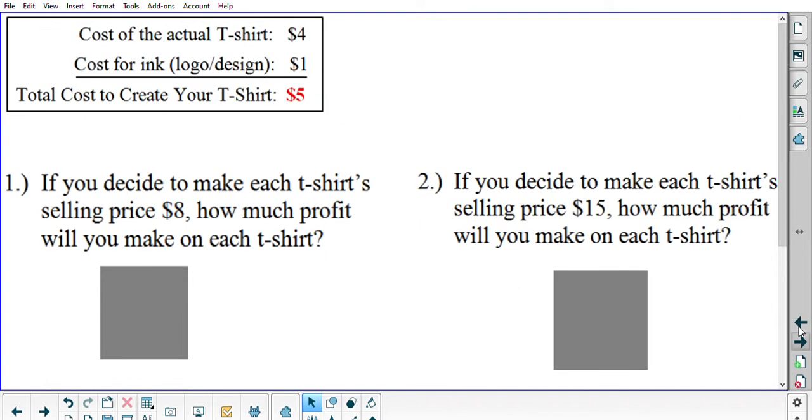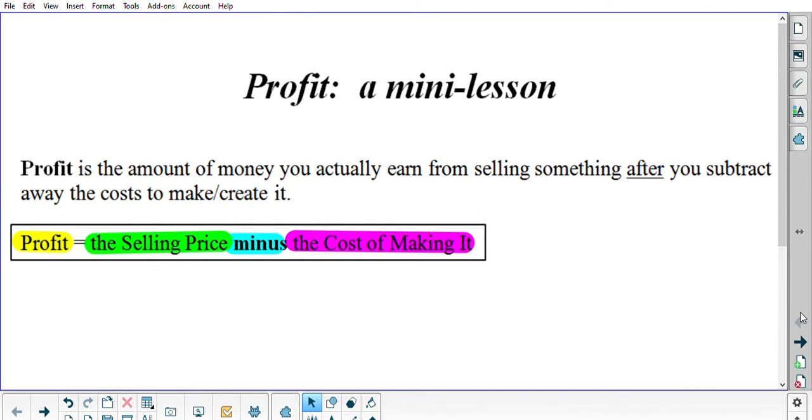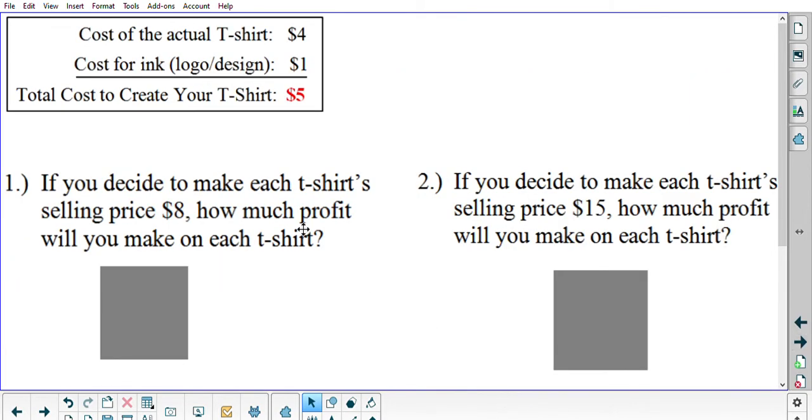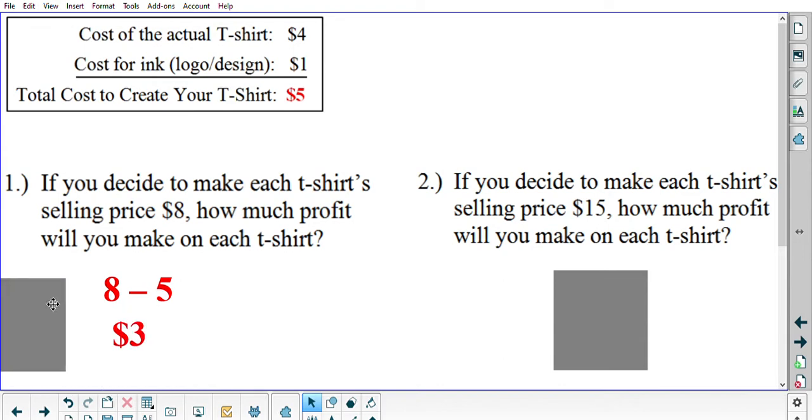So, follow along with me here. Problem number one, if you decide to make each t-shirt selling price $8, then how much profit will you make on each t-shirt? Again, what is profit? Profit is the amount of money that you actually earn after you subtract away the cost of what it took to make your item. So it's the selling price minus the cost of making it. So we already know the total cost of making our t-shirt is $5. We got that from that little chart there, that little box. So if we're going to sell it for $8, then the selling price minus the cost of making it, 8 minus 5, would give us the amount of profit that we have left over, which would be $3.